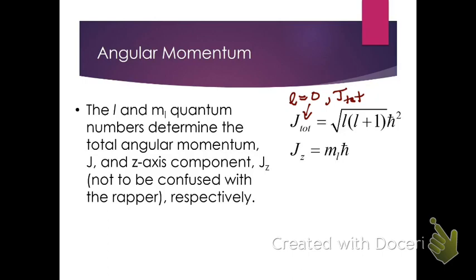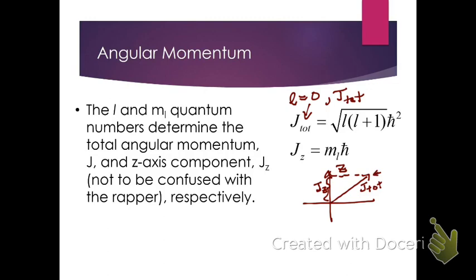The m sub L quantum number represents a projection along the z-axis. That means it represents the z component of the angular momentum vector. So if we draw a diagram representing these vectors, we'll see something like this. The length of this vector represents the total angular momentum, and then the projection on the z-axis, which is represented here, has a length of jz. So that's what we're talking about when we talk about this.